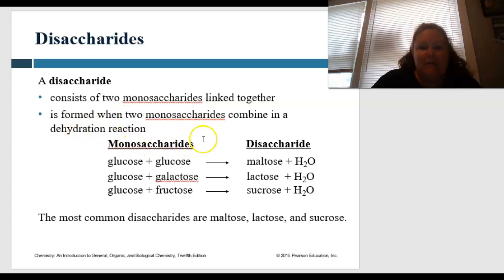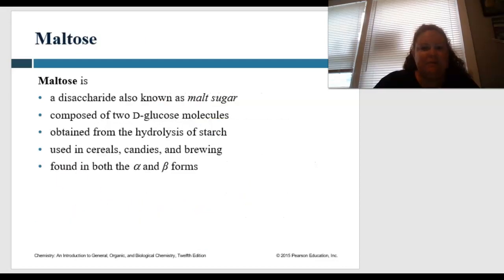So when we have these monosaccharides, if we have glucose and we add another glucose, it forms the saccharide maltose. And remember, since we're having a dehydration reaction, we're taking out a hydrogen from one and an OH group from the other. So that's how we are going to form our water. When we link together glucose and galactose, that gives us lactose. When we link together glucose and fructose, that gives us our sucrose. And so the most common disaccharides are maltose, lactose, and sucrose.